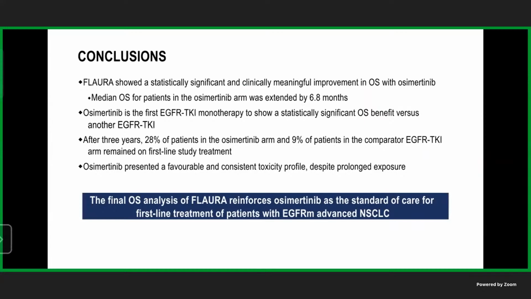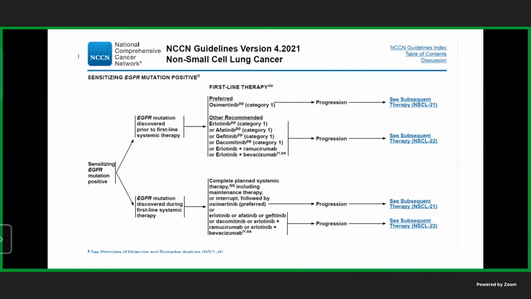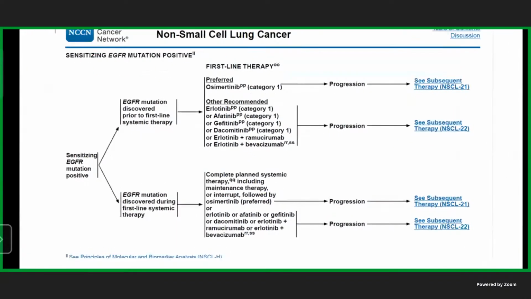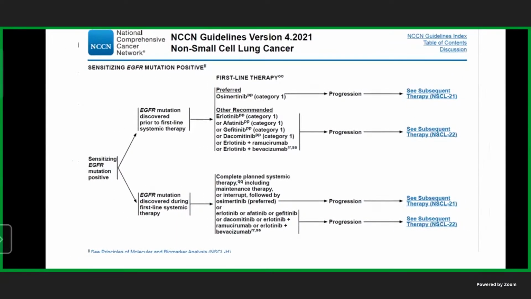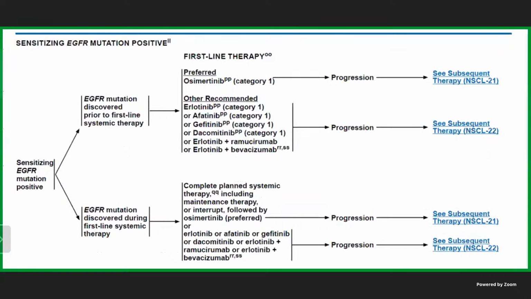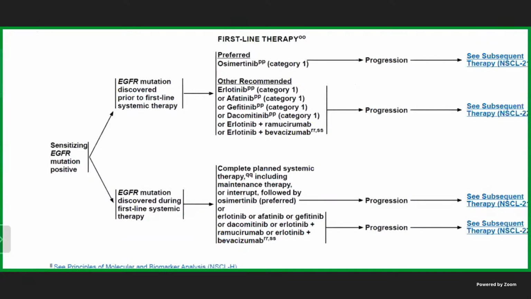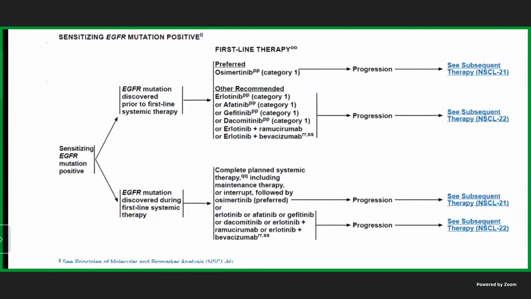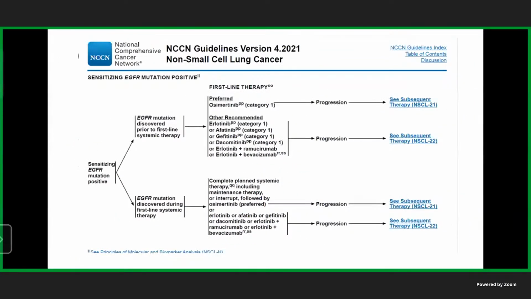This is osimertinib as the best standard of care for first-line treatment in patients with EGFR mutant NSCLC. These are all the options for EGFR mutant NSCLC, which include erlotinib, gefitinib, dacomitinib, afatinib, and osimertinib. Osimertinib is preferred in category 1. Others are category 1 as well, but they are not given the preferred option.